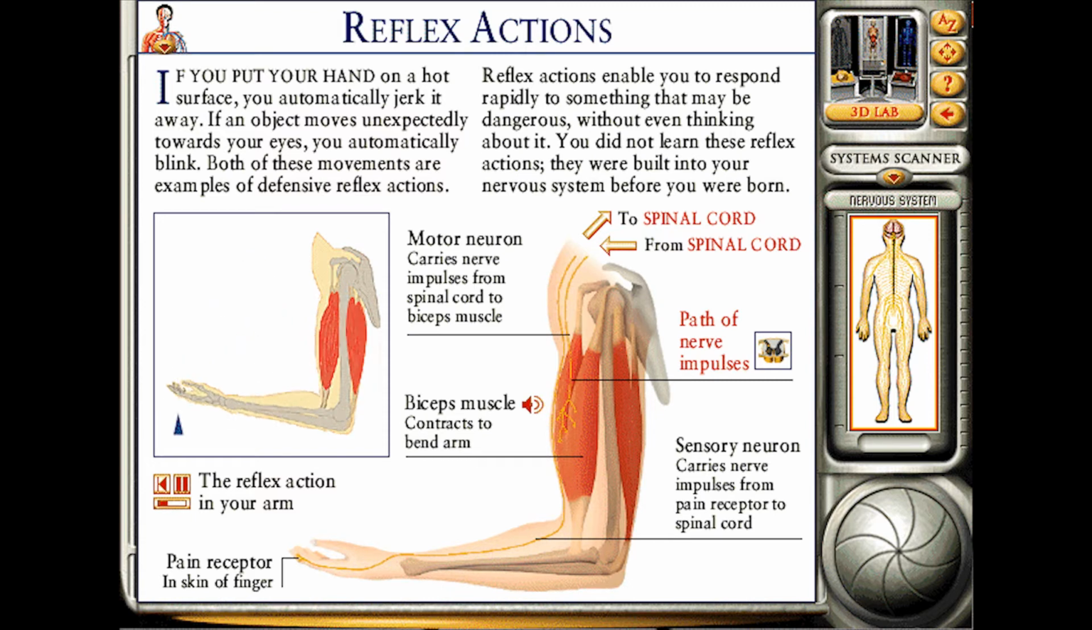The hand accidentally hits a sharp point, which stimulates a pain receptor in the skin. Nerve impulses are sent along the sensory neuron to the spinal cord, where they are processed and immediately sent back along the motor neuron. The nerve impulses then enter the biceps muscle in the arm, causing the muscle to contract and pull the hand away from the source of pain.